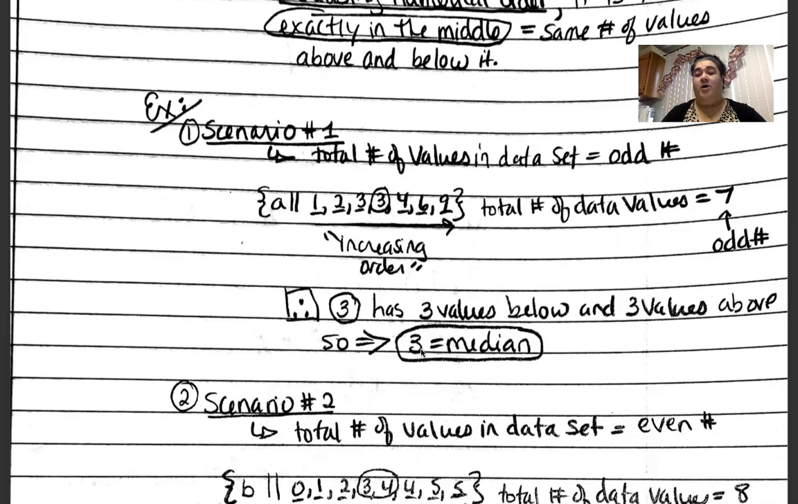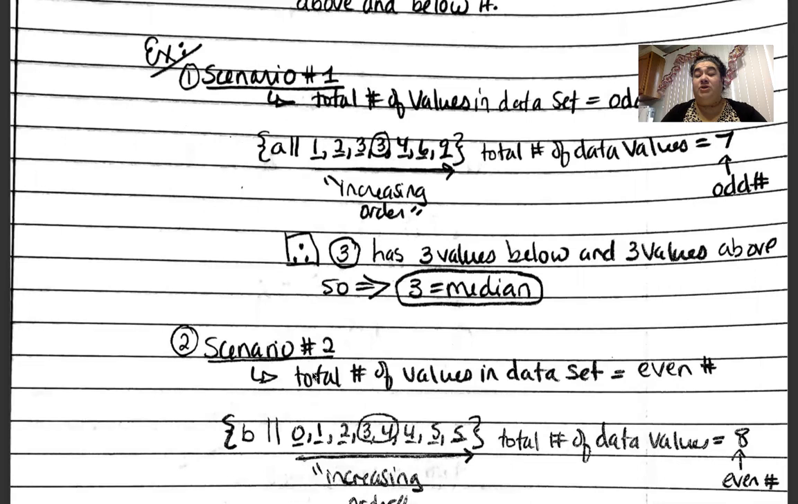Now, scenario number two is, what do you do when the total number of values in your data set is an even number? Because then there isn't really one value that's in the middle with the same number of values below it and above it, right? So what do you do?